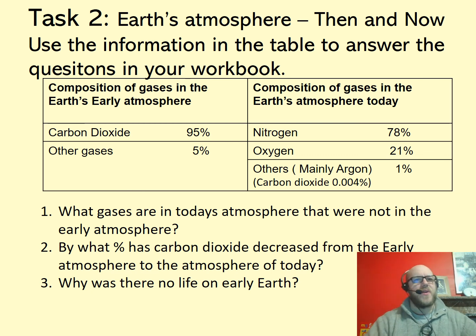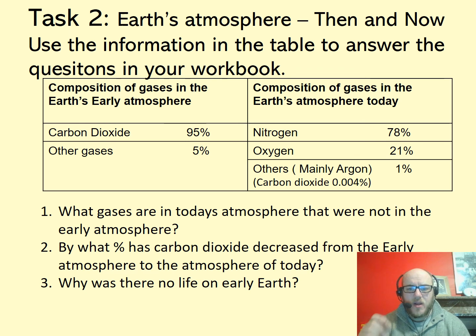The atmosphere very, very early on, though, when the Earth was first formed, was completely different. And in your workbook, you're going to tell me how they're different. And you're going to get that information from this table. Look at this. As the Earth started to form, the gases that formed in the atmosphere was mostly carbon dioxide. 95% of all of the gas in the atmosphere was carbon dioxide. Only 5% was made of other gases.